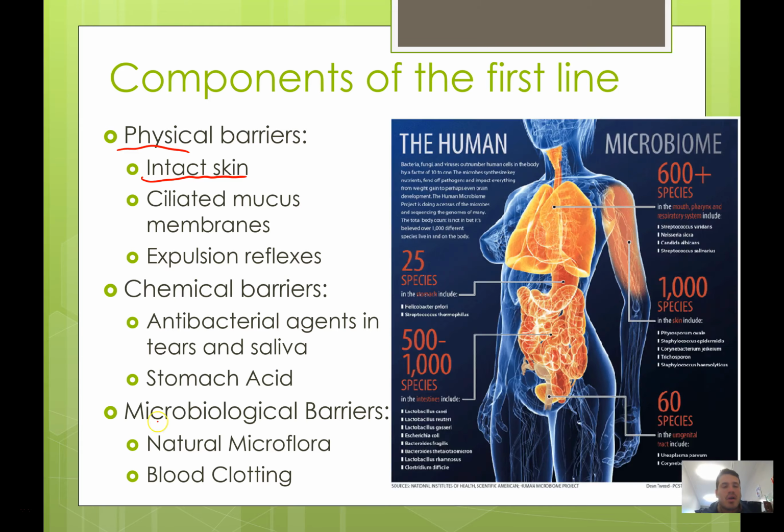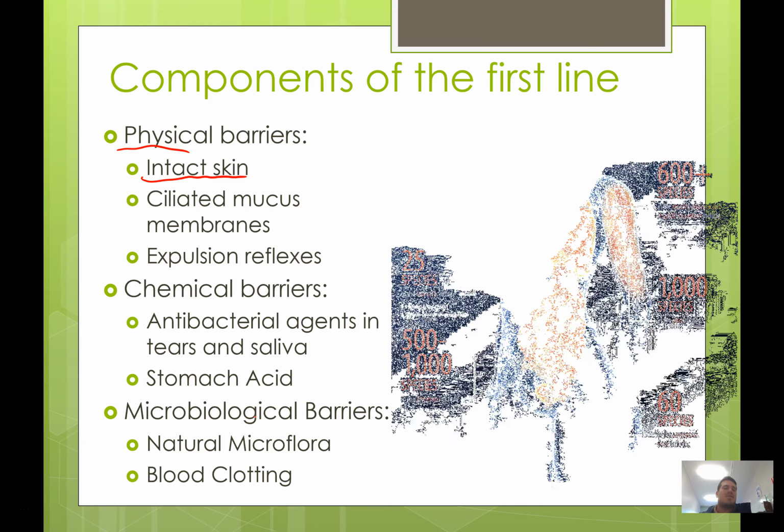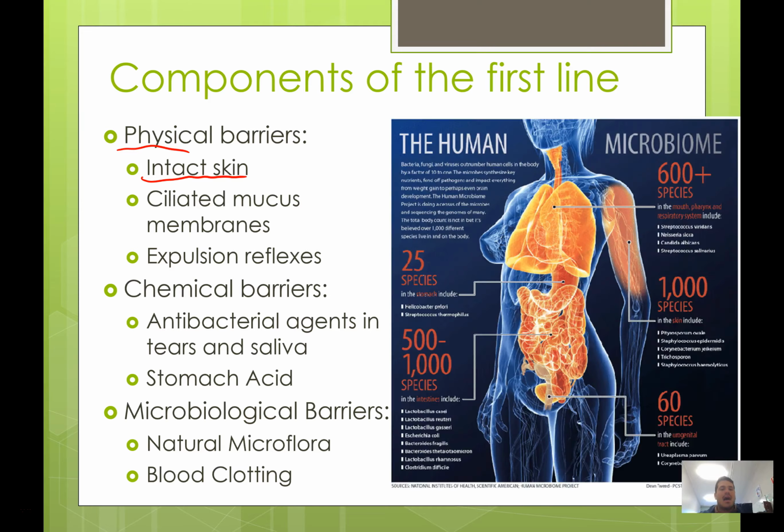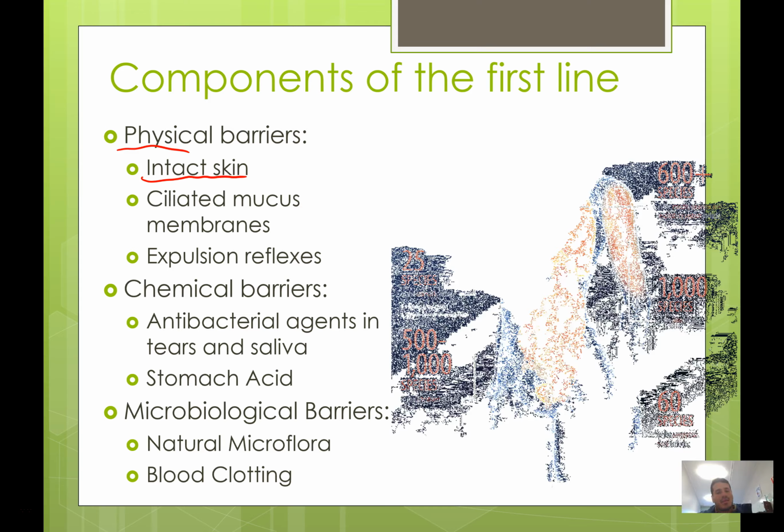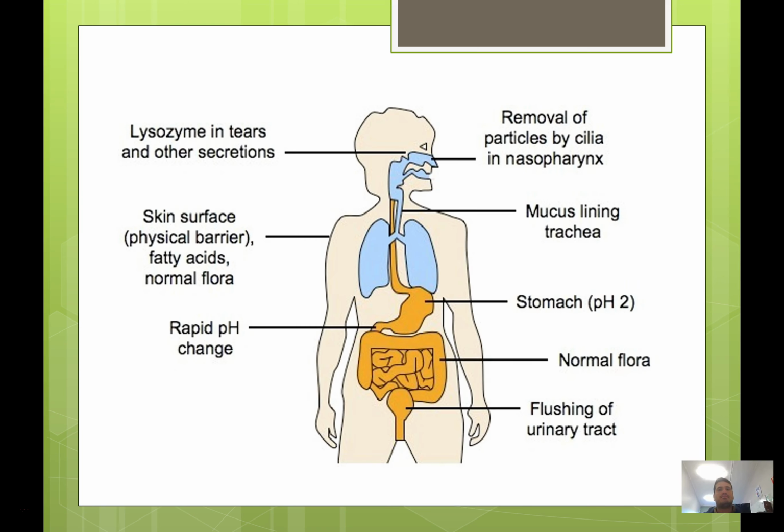We've got microbiological barriers. These are living things that work as barriers. So, for example, your blood clotting agents, and your natural microflora, which is the biggest one. These are bacteria that live in your gut, and they work as a barrier themselves.